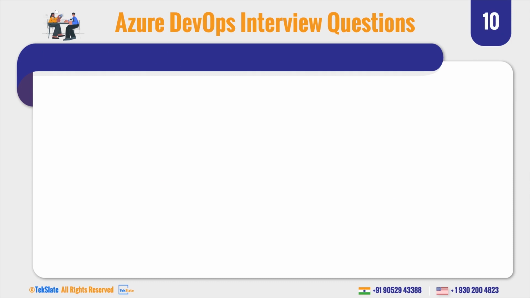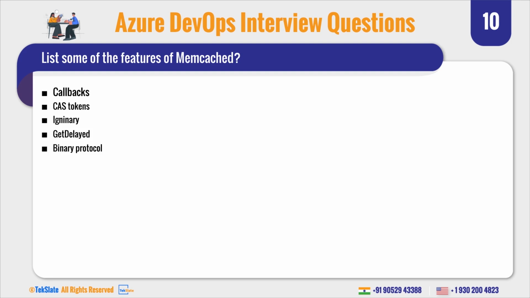The next question is, list some of the features of Memcache. If you talk about the features of Memcache, here you have callbacks, CAS tokens, itinerary, and get delayed. Apart from this, you also have binary protocol.